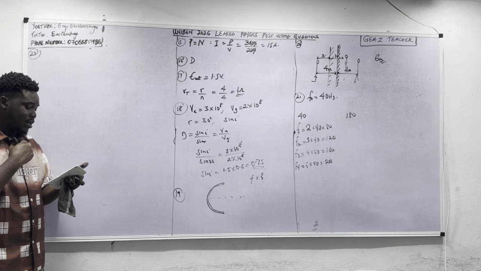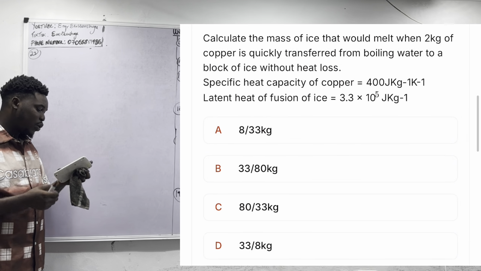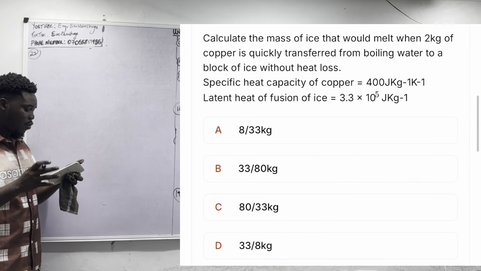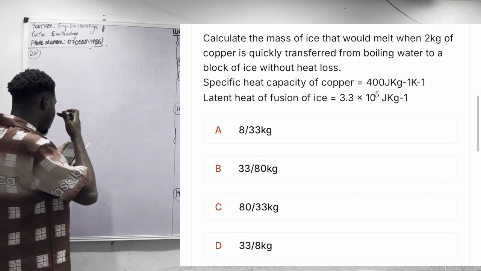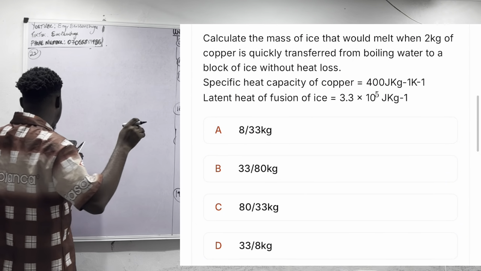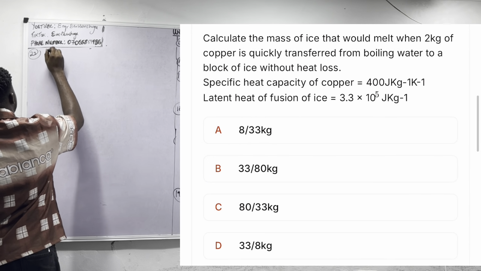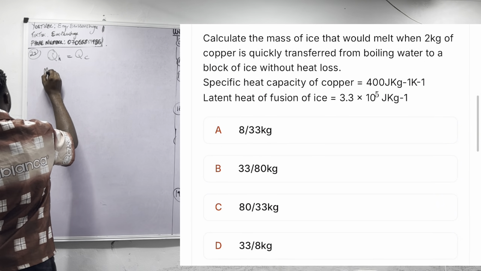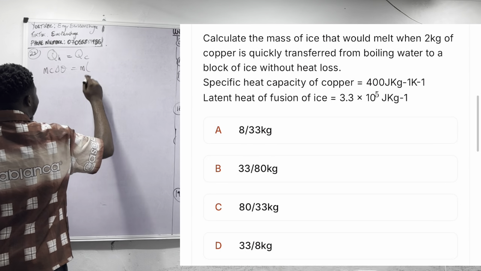So number 22 says, calculate the mass of ice that would melt when 2 kg of copper is quickly transferred from boiling water to a block of ice without heat loss. They give you the value for the SHC and latent heat. Now, when you are mixing mass of ice and copper that is from boiling water, remember, we're going to say the heat given off by the hot body equals the heat received by cold body. So for the hot body, we have MCΔT. For the cold, which is ice, we have just ML because it's a latent heat.